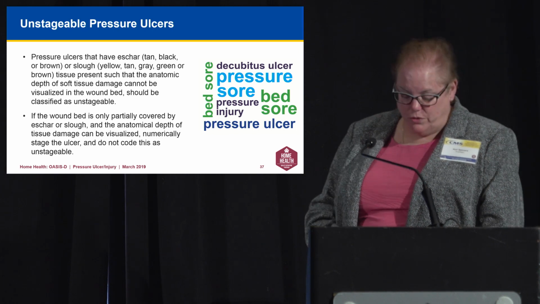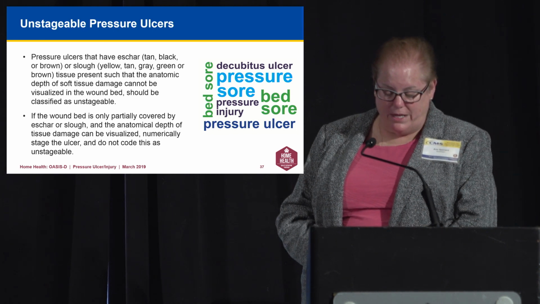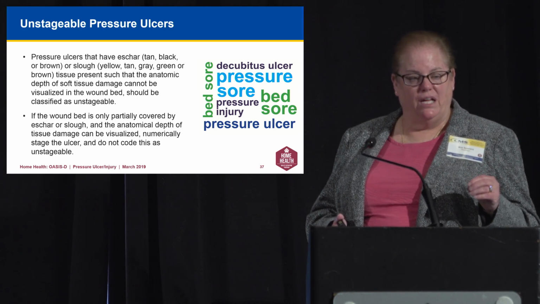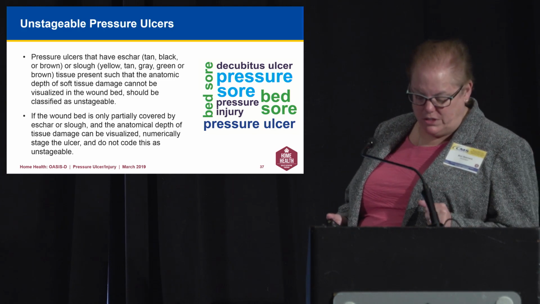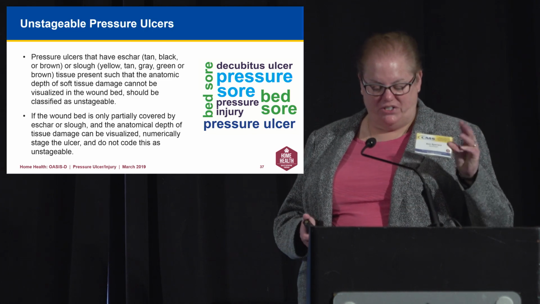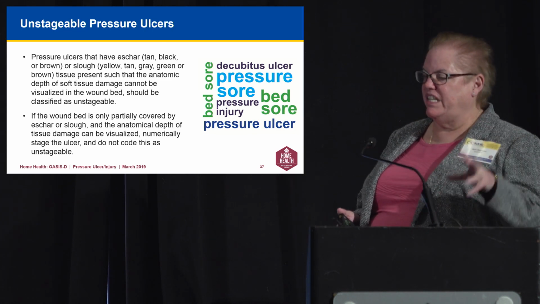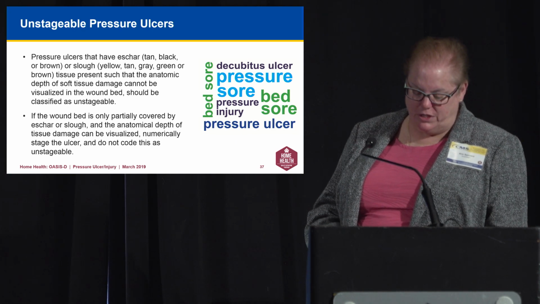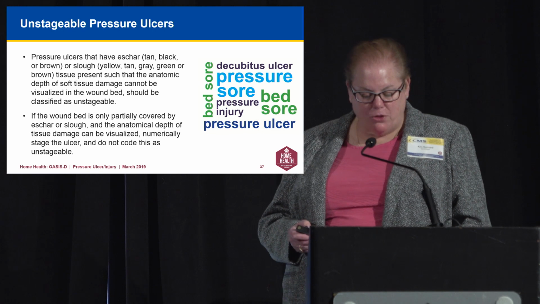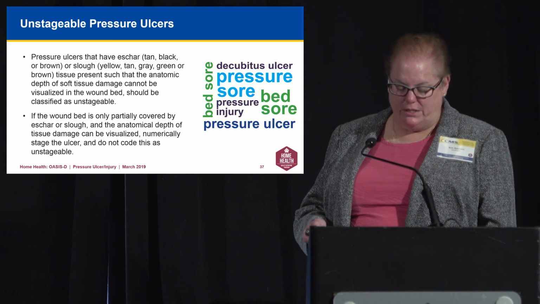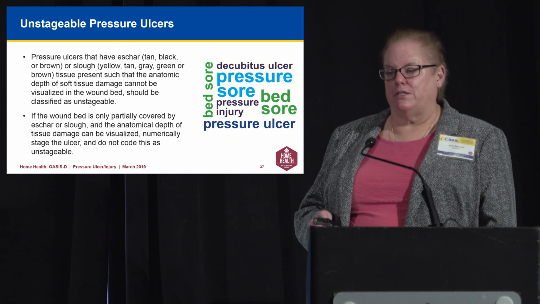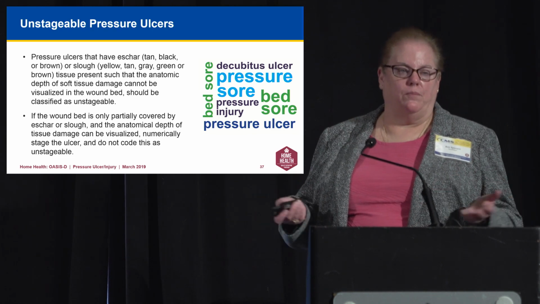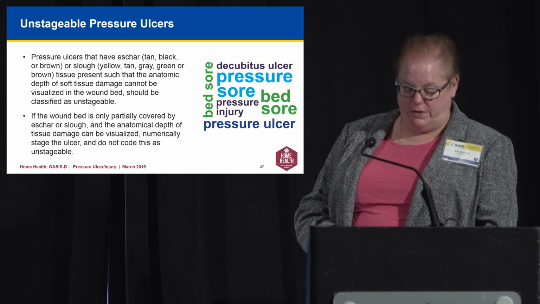So unstageable pressure ulcers that have eschar, and we know eschar to be that tan, black, brown, leathery kind of look to it, or slough, that yellow, tan, gray, green, sticky material. If the tissue presents such that the anatomical depth of soft tissue damage cannot be visualized in the wound bed, it should be classified as unstageable. So if that wound's completely covered, we don't know what's underneath it, we need to say it's unstageable due to slough and eschar.